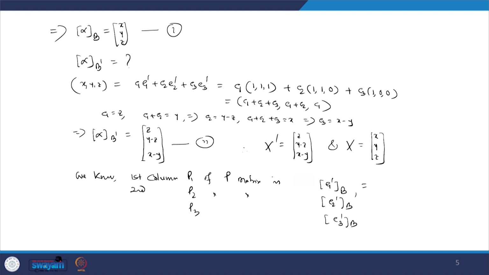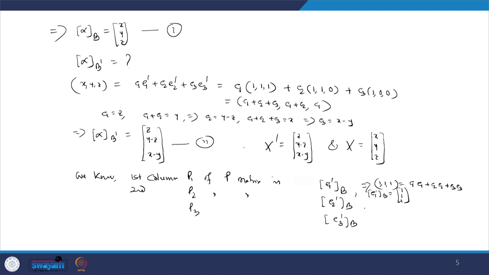See, E1 prime means (1, 1, 1). So, if I write down, this implies (1, 1, 1) equal to C1 E1 plus C2 into E2 plus C3 into E3. So, this implies, if E1 I know (1, 0, 0), E2 (0, 1, 0), E3 (0, 0, 1), the coordinate matrix of E1 prime with respect to B is equal to basically (1, 1, 1). C1 will be 1, C2 will be 1, C3 will be 1.